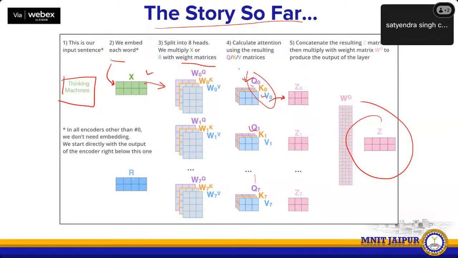If we are saying this is the first encoder layer, then we say it is X. Okay, so one is the embedding of thinking and one is the embedding of the token machine. Let's say, for example, this sentence is our input sentence. So for this, you have one vector, embedding, and so on.